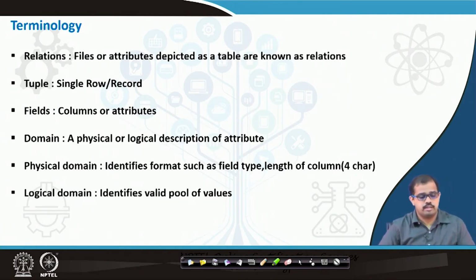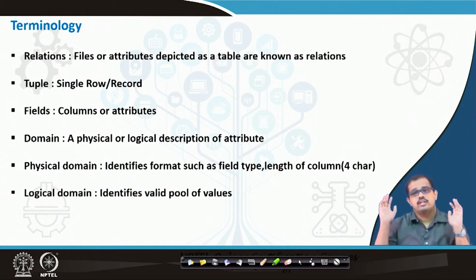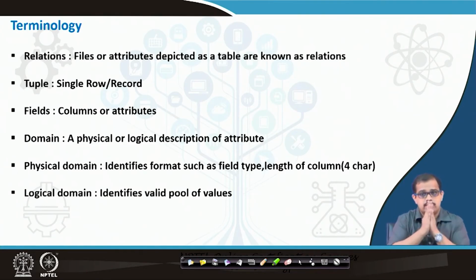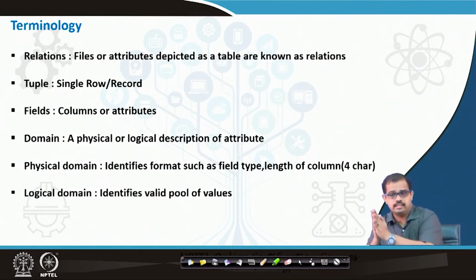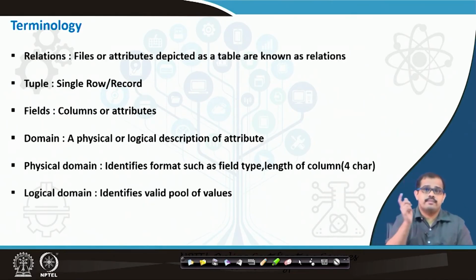Okay, and some of the terminologies that I mentioned before, let me define in the true sense of what they mean. Relation: the attributes depicted as a table are known as a relation. Now there is a student ID, student name, student age, class, and then all the subjects that the particular student has taken. All these attributes form a relation in that particular database.